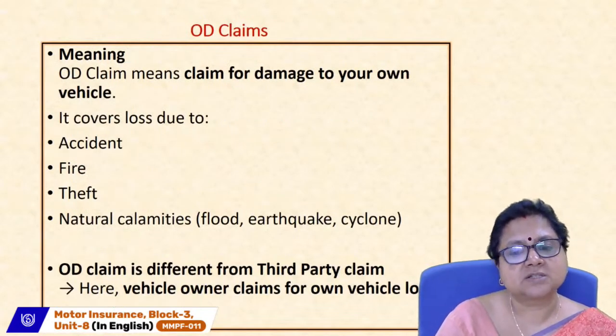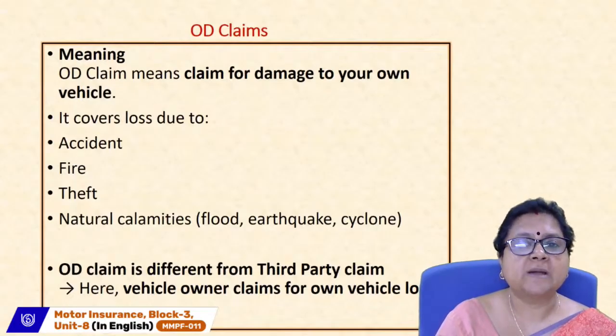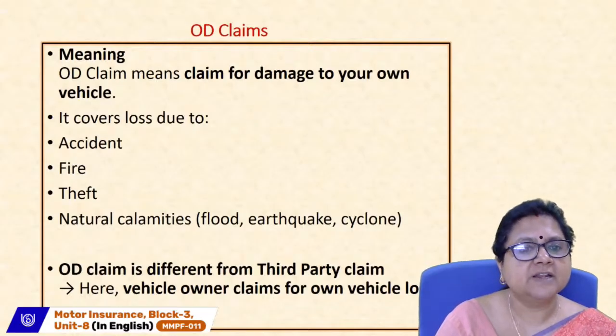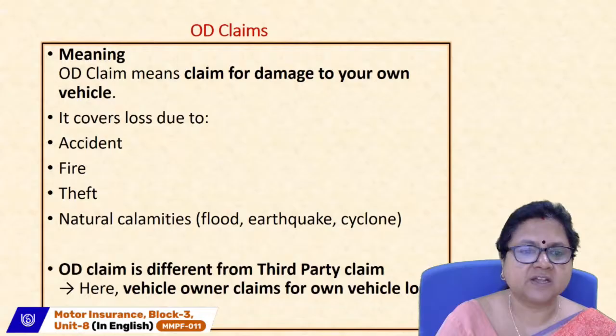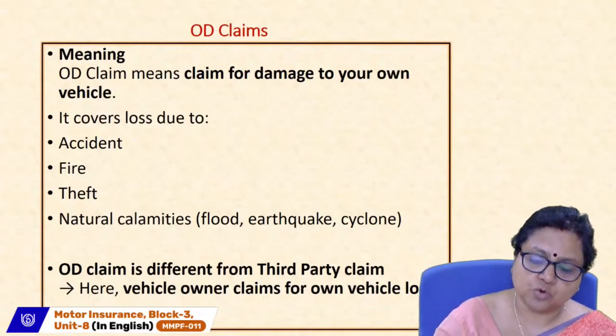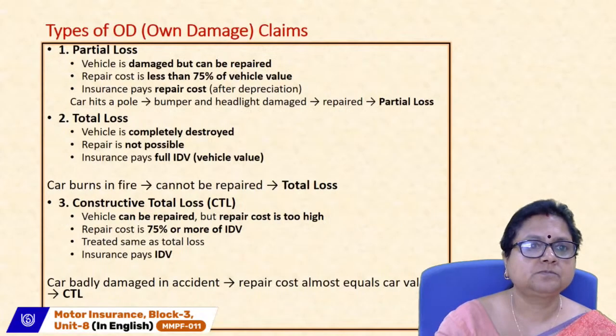Now let us discuss quickly about OD claims. OD claims are own damage claims, which are made for your own vehicle. It covers losses due to accident, fire, theft, and natural calamities. We have already discussed this. An OD claim is different from a third party claim. Here, the vehicle owner claims for his own vehicle losses.